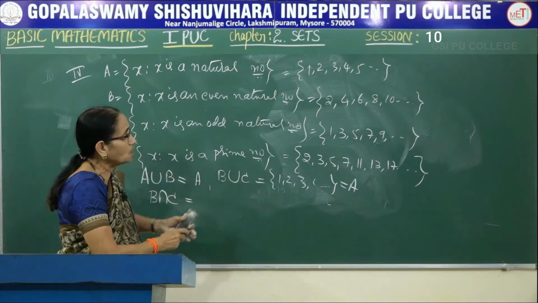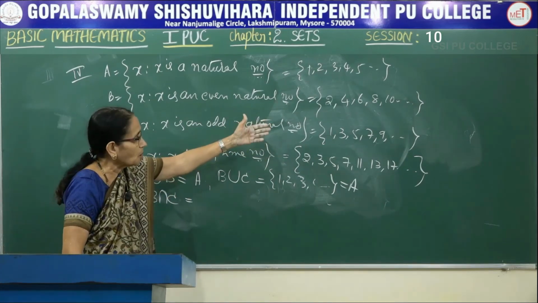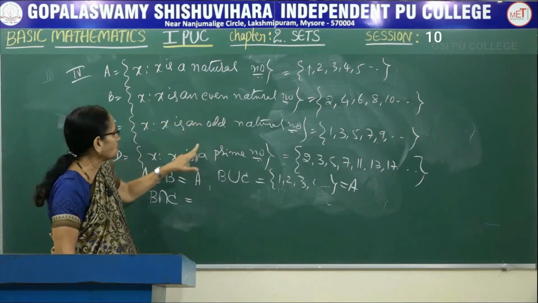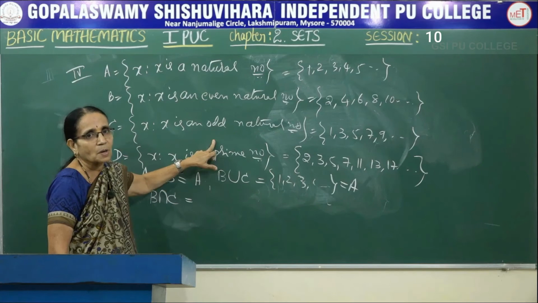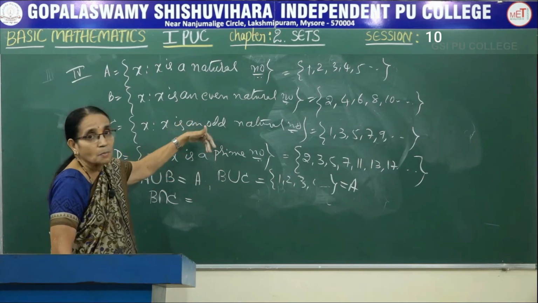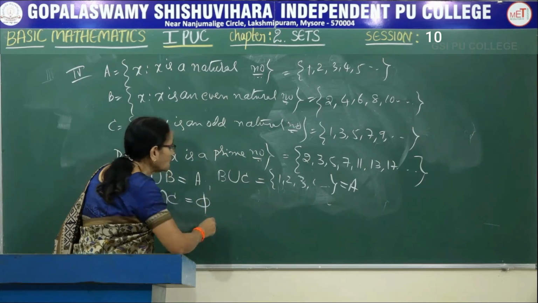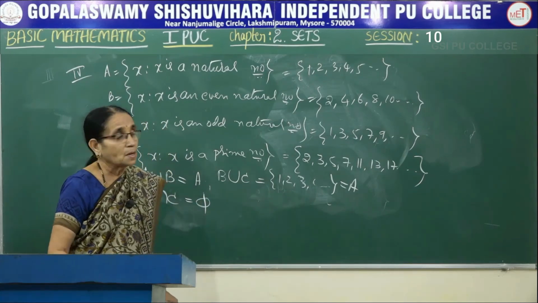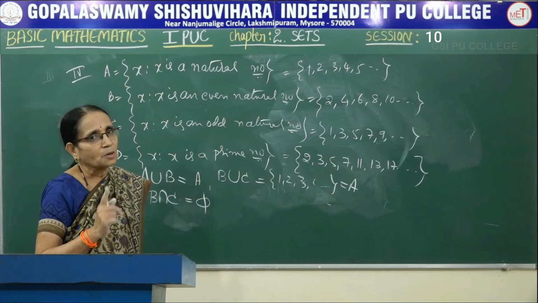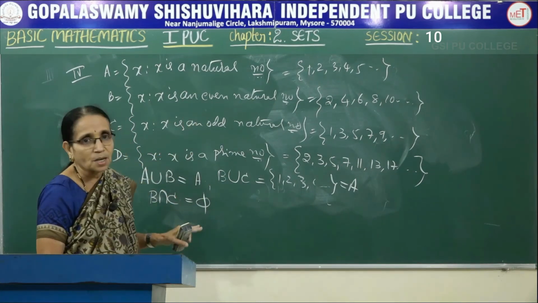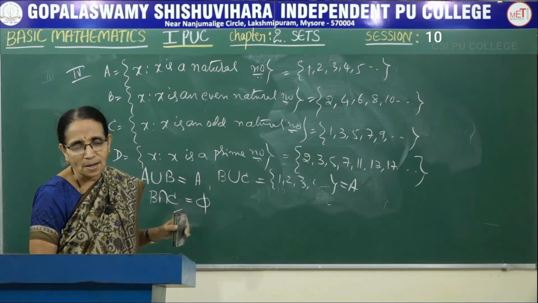Look at this one. Even without writing the roster form, you can write the answer. B is containing all even numbers. C is containing all odd numbers. Naturally, there is no common element for both the sets B and C. Hence, it becomes a null set. B union C becomes the set of natural numbers, or in this case, it becomes a set A. Whereas, B intersection C becomes a null set.